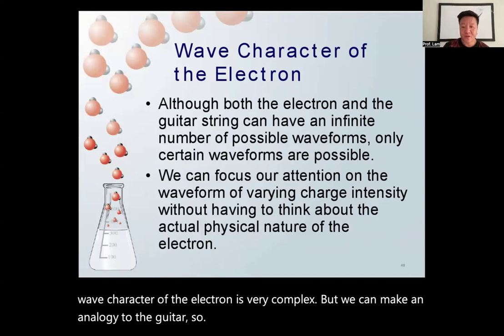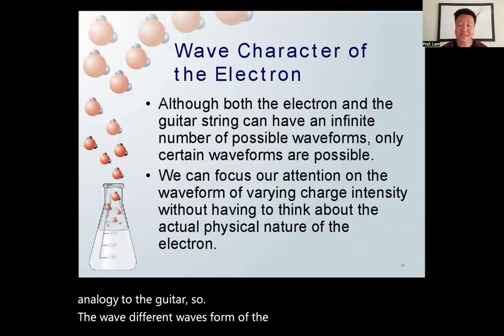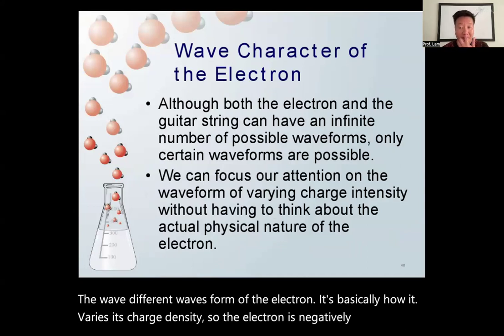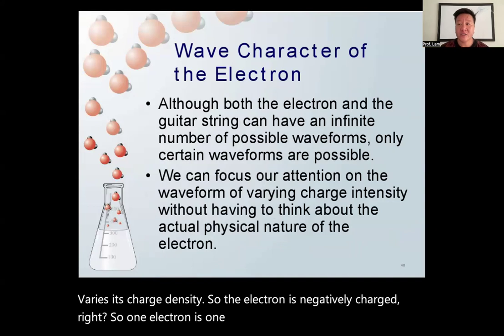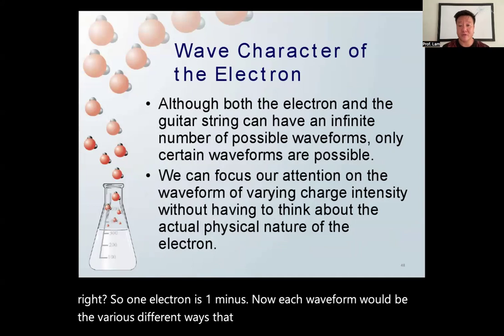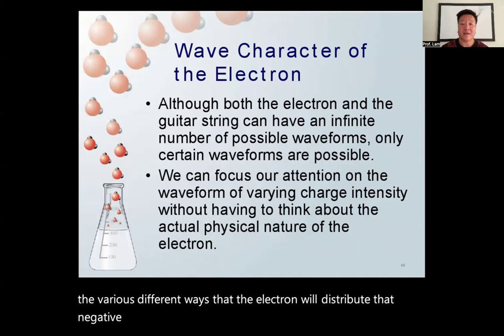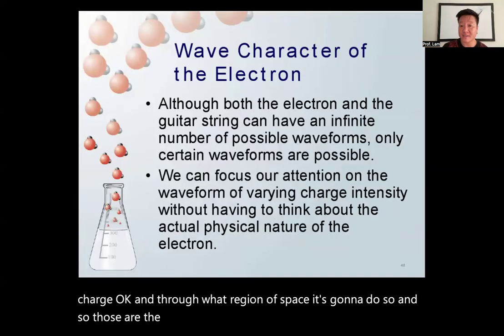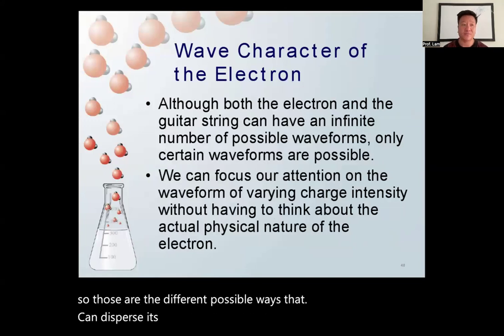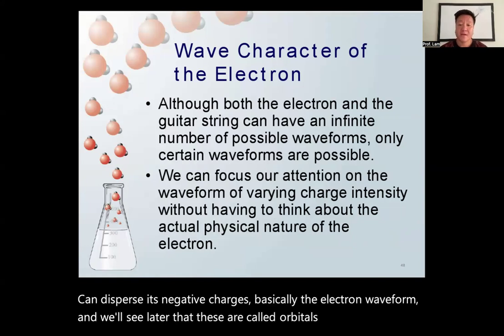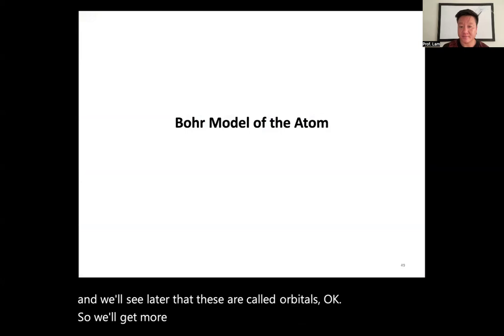So the different waveforms of the electron, it's basically how it varies its charge density. So the electron is negatively charged, right? So one electron is one minus. Now, each waveform would be the various different ways that the electron will distribute that negative charge, okay? And through what region of space it's going to do so. And so those are the different possible ways that it can disperse its negative charge. It's basically the electron waveform. And we'll see later that these are called orbitals, okay? So we'll get more into that in a second.